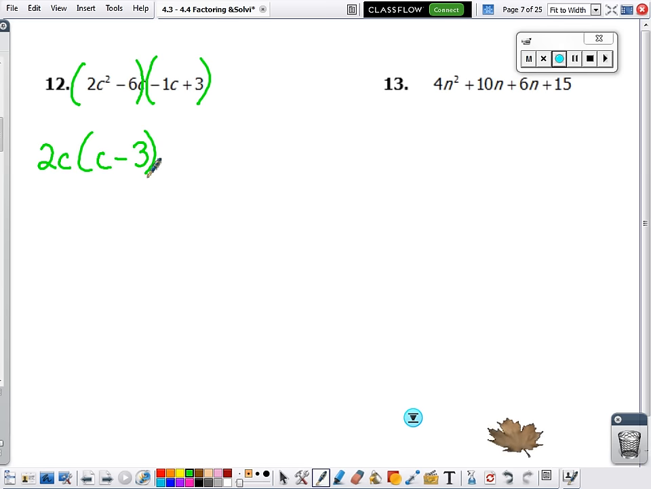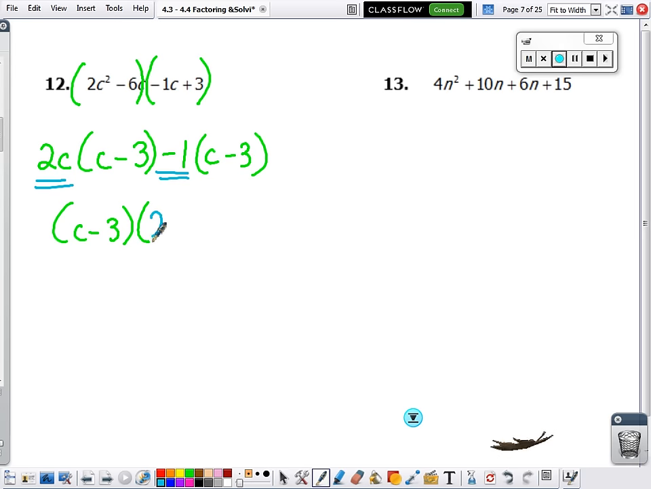Negative 1c plus 3. There isn't necessarily a greatest common factor that I can pull out, but be careful when this is the case and negative 1c, it's negative. Make sure you pull out a negative 1. That is going to change the sign. So now we will be left with c minus 3. Notice what's left in the parentheses does match. So if I pull out c minus 3, what's left over is 2c minus 1.